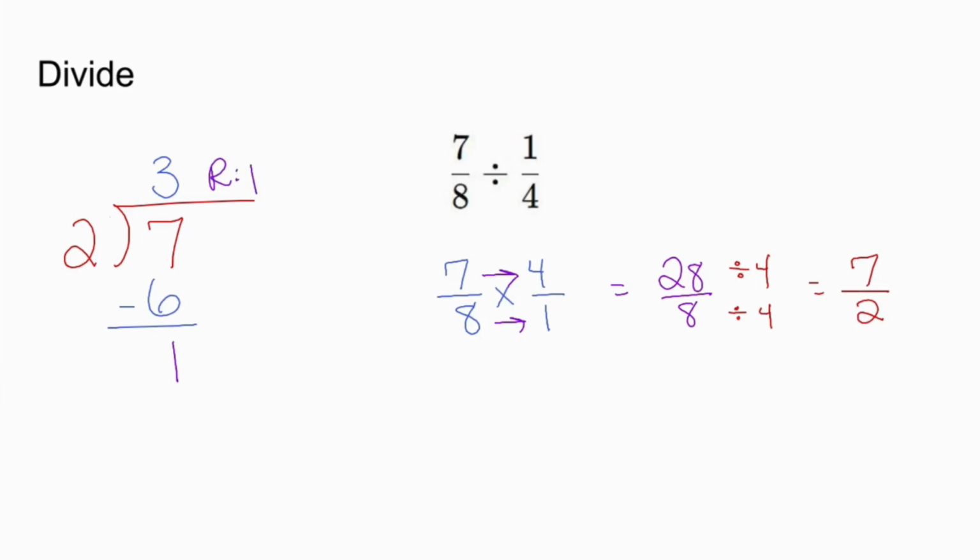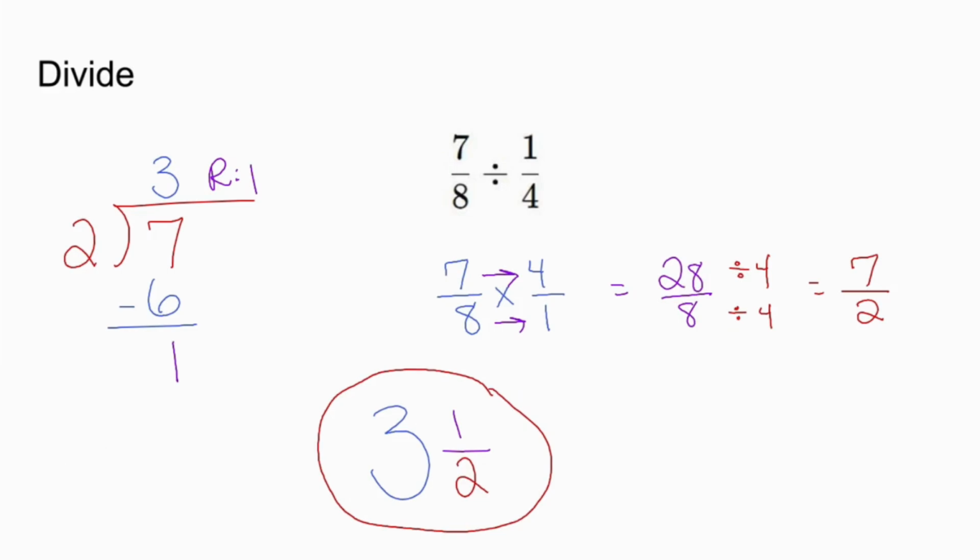How do we turn this into a mixed number? Well, the quotient of 3 becomes the whole number that lives out in front. The remainder of 1 is going to be your new numerator, and the old denominator of 2 is going to stay your denominator of 2. So our final answer is going to be 3 1/2.